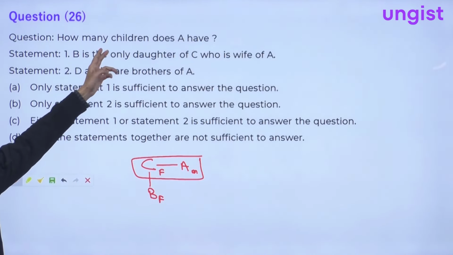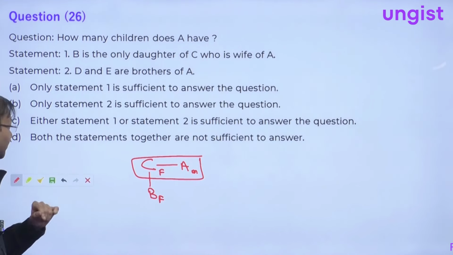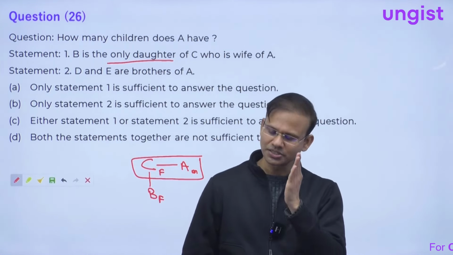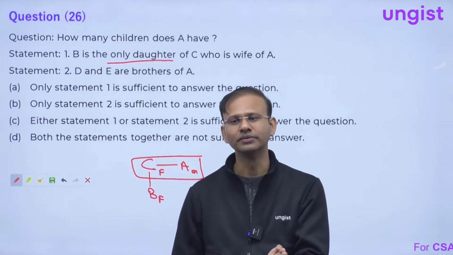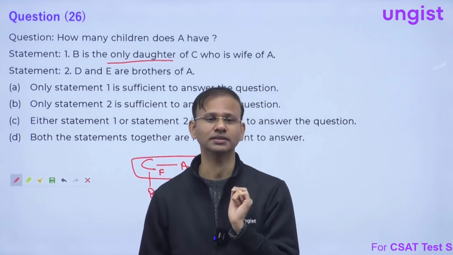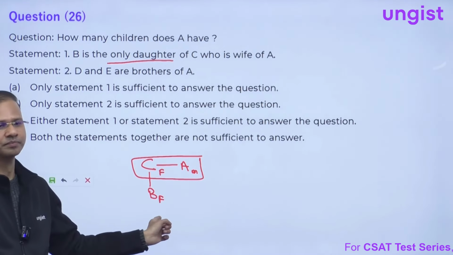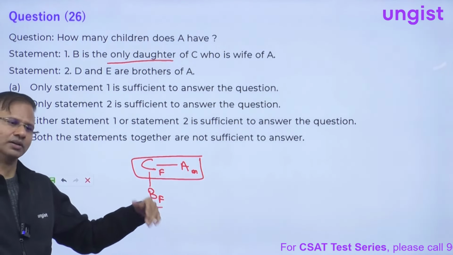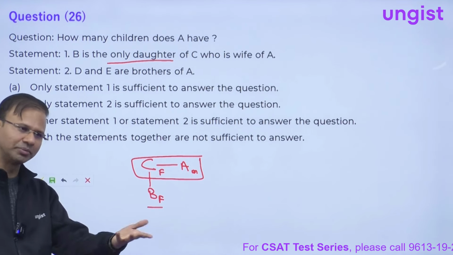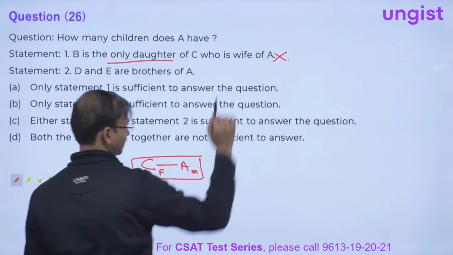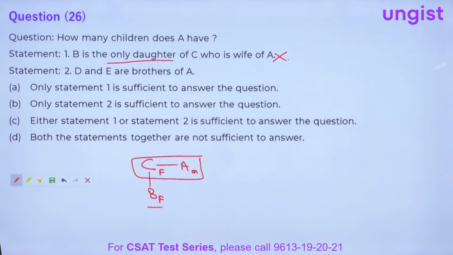The question is asking how many children does A have. Guys, look, here the question is saying only daughter. When the question says only daughter or only son, then the number of kids you cannot define. If the question says the only child, then you can say they have only one child. So with only daughter, there could also be sons. So from this statement alone, you can't answer this question. Guys, correct?